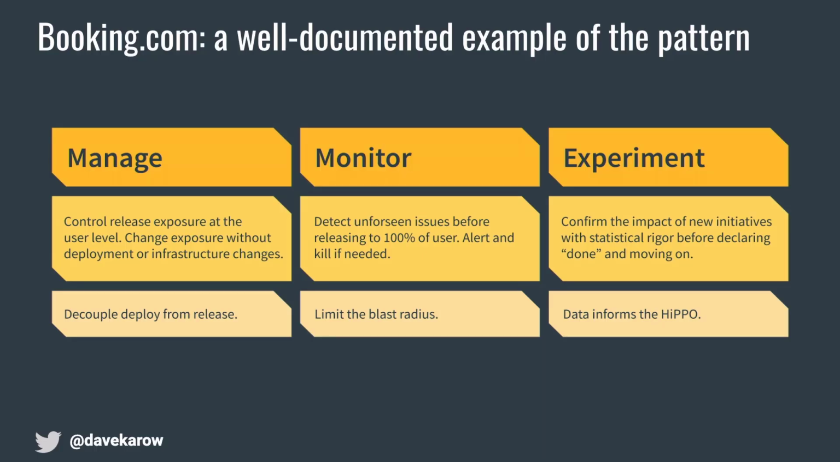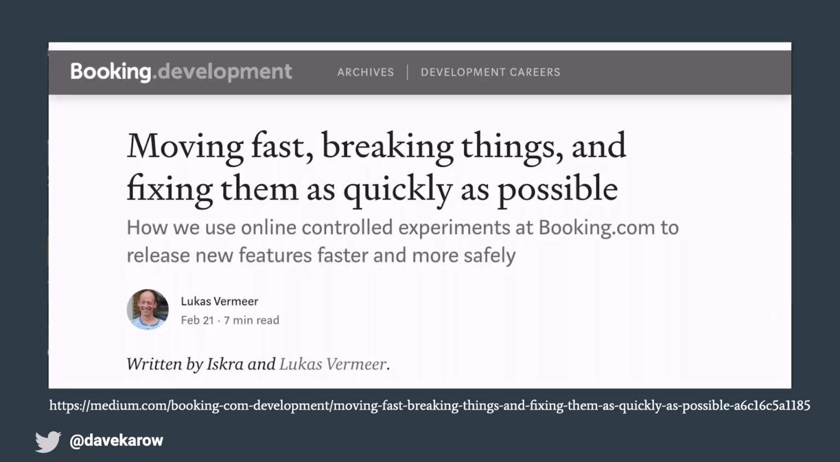Now, the last one I want to cover is Booking.com. The reason I want to do this one last is that it's A, well documented, and B, sort of a perfect example of the whole system. LinkedIn was probably more focused on manage and experiment, a little less on monitor, but they have another system that does the monitor. But think about it, I want to manage, monitor, and experiment. And Booking, this is exactly what they've done, and they explain it really well in this blog post by Lukas Vermeer. So: moving fast, breaking things, and fixing them as quickly as possible.